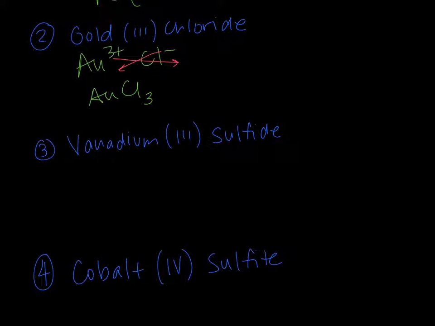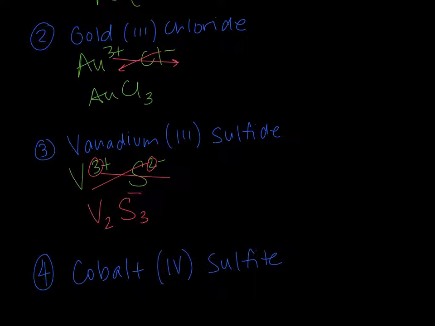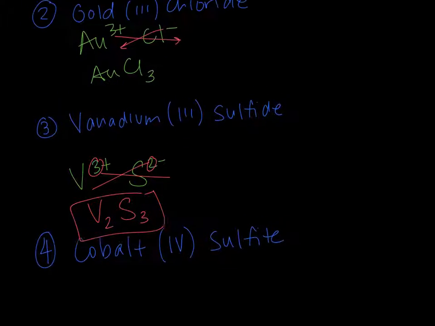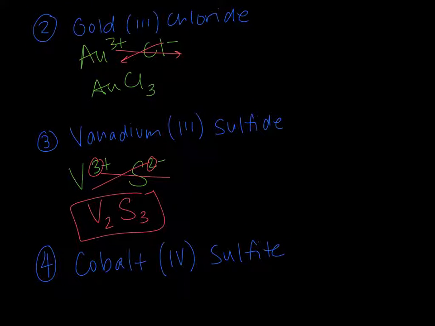All right, and then vanadium 3 sulfide. So vanadium 3 is V3 plus. Sulfide is S2 negative. So when we crisscross these down, we end up with V2S3. Whoa, that didn't move.